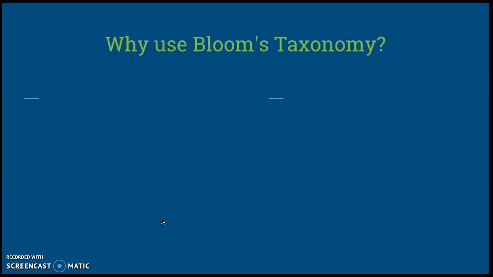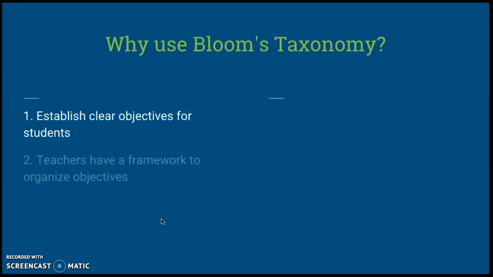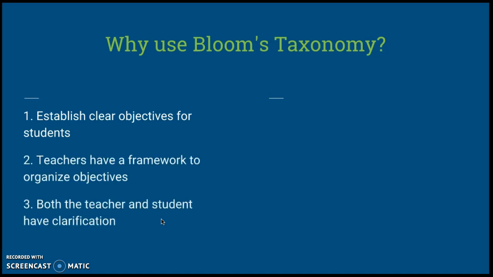So why should we use Bloom's taxonomy? It's a great question. Well, first, it establishes clear objectives for students. Teachers, therefore, have a framework to now organize these objectives in, and now both the teacher and the student have clarification of what those objectives or frameworks are for learning. Now, this further leads to the ability to plan and deliver lessons effectively and meaningfully.